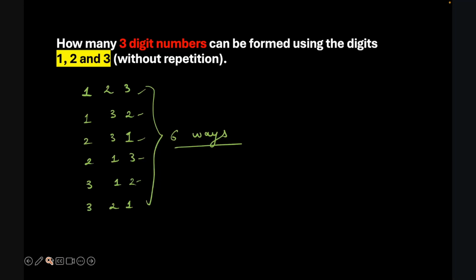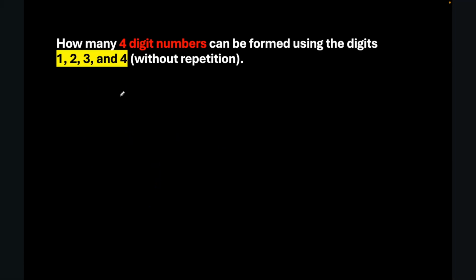Okay, let's take a look at another question. Again, a simple question, not too complicated. Pause and just give it a try. All right. So we're asked, how many 4-digit numbers can be formed using the digits 1, 2, 3, and 4 without repetition. Without repetition. That's the game. All right.